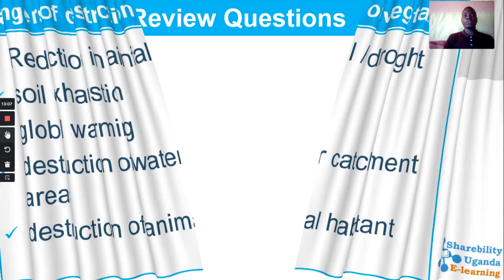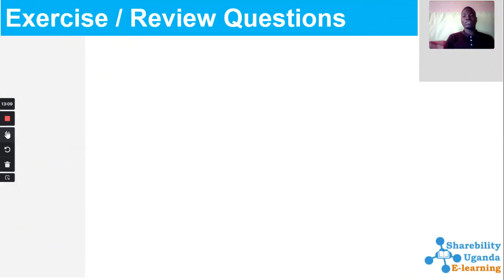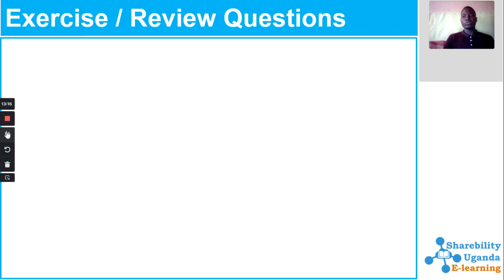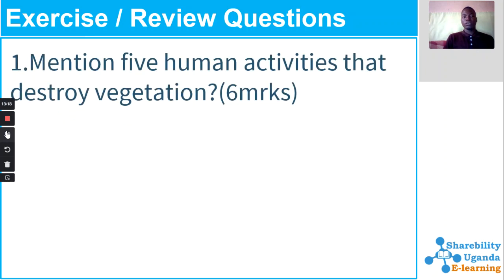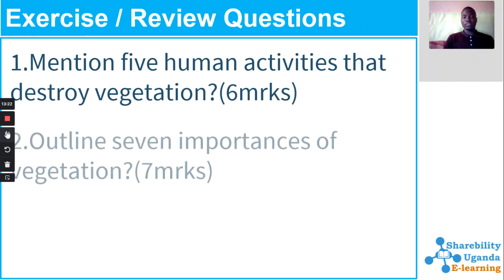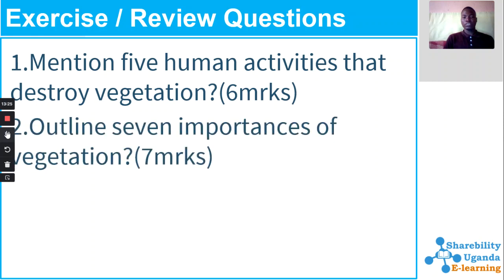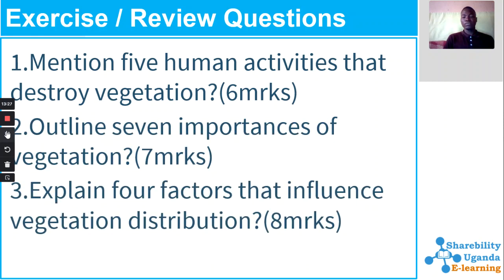Thank you very much for watching. Students are advised to review this exercise, review the questions and answer them. I shall be able to mark and assess you. Mention 5 human activities that destroy vegetation according to what you have studied, outline the 7 importance of vegetation, and explain 4 factors that influence vegetation distribution.